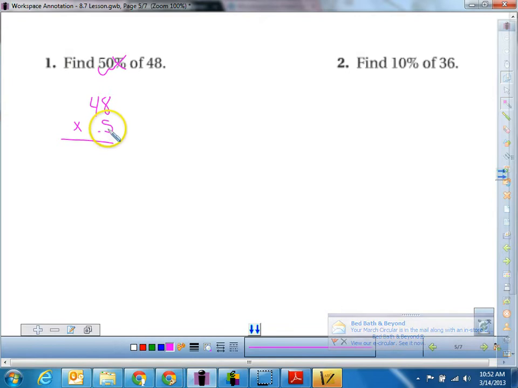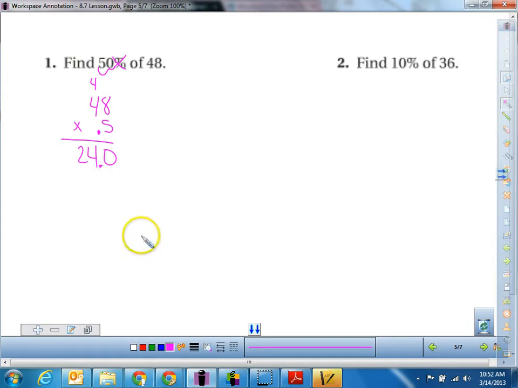And so I'm going to multiply it like there's no decimal point to begin with. 5 times 8 is 40. Put my 0 down and my 4 up. 5 times 4 is 20, plus 4 gives me 24. Now I'm done. I need to go back and find my decimal point, and what do I have to the right of it? I only have one place. So 24.0 is going to be my answer here.